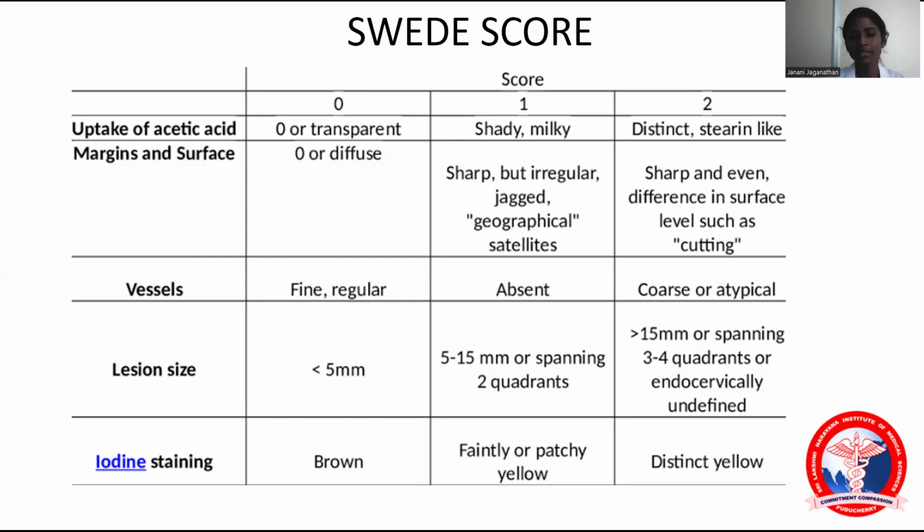Iodine staining will take up the mahogany brown color, then it will come under score 0. When the cervix shows only faint or patchy yellowish staining, that will come under score 1. When there is distinct yellowish staining, that will come under score 2. So this is Sweet score.